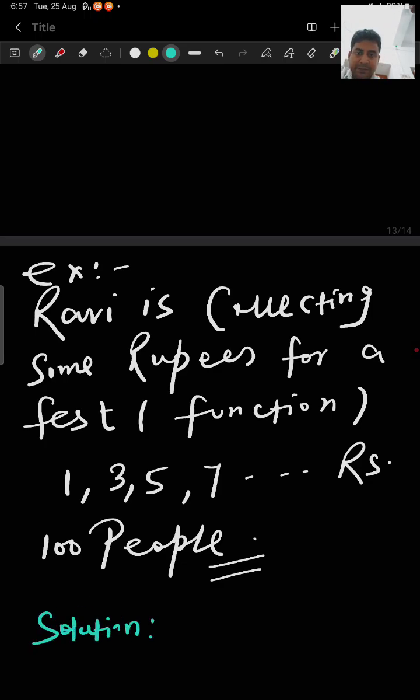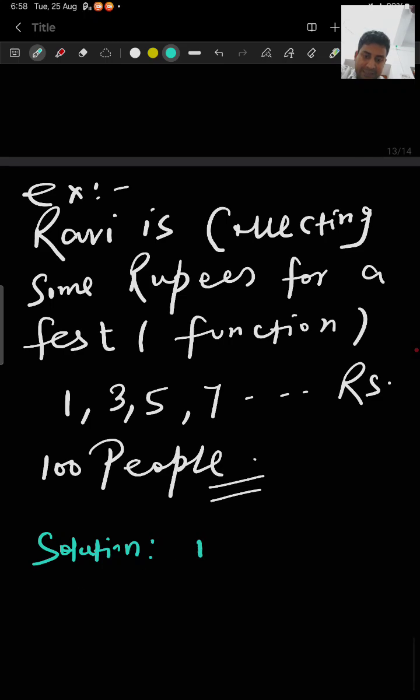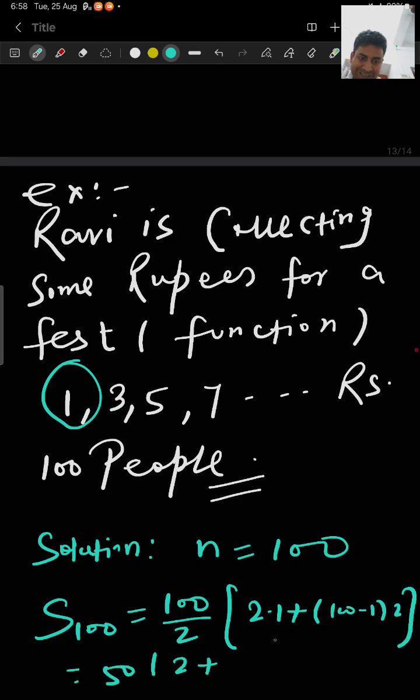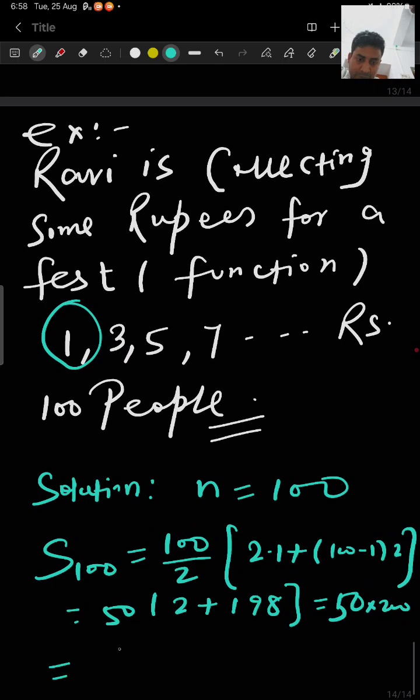फंक्शन हो रहा है जिसमें कि रवि ने पैसा कलेक्ट किया है, तो there are 100 people, तो n इज़ n 100 हो गया. फर्स्ट टर्म यहाँ पर मेरा 1 हो गया. n by 2, 2 into 1 plus n minus 1 into d. 50 into 2 plus 99 into 2, 198. 200 into 50. 50 into 200. 10,000 rupees that we collected.